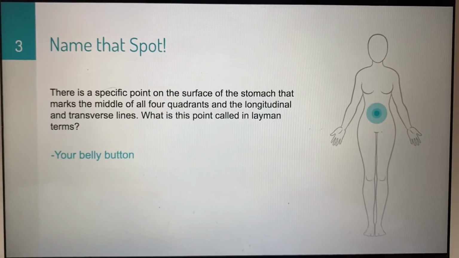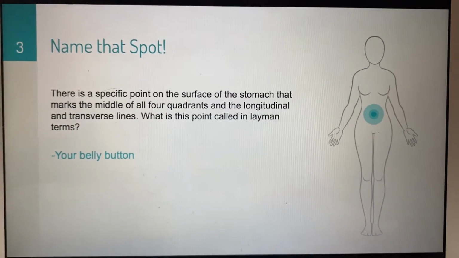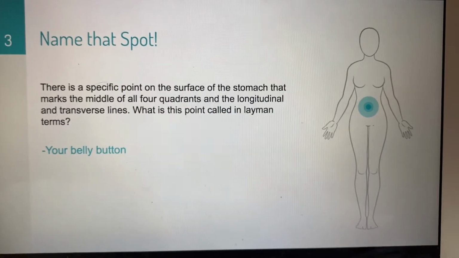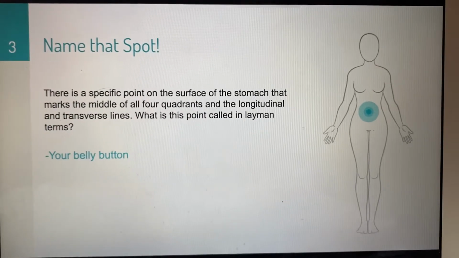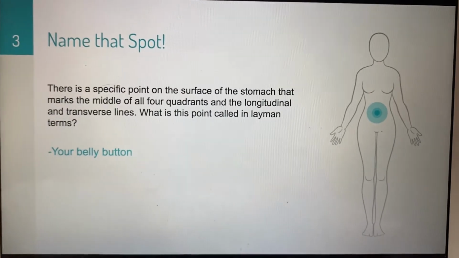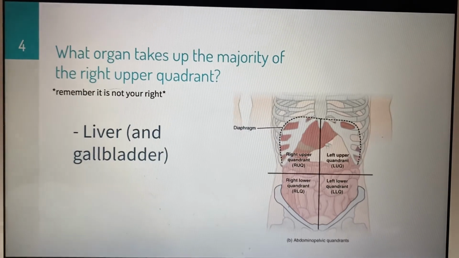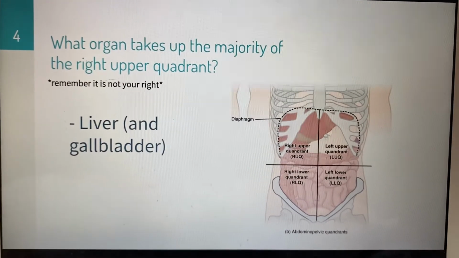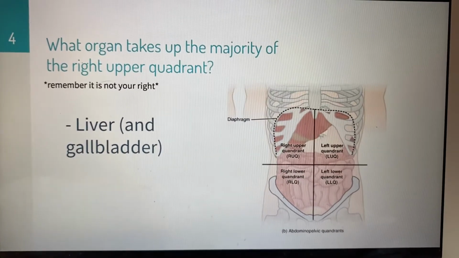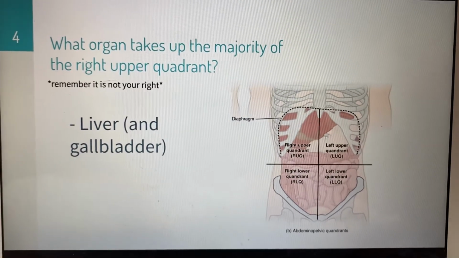So next we have, name that spot. In the middle of your abdominal region, between all four quadrants, there's a landmark, and that would be your belly button. So next, what organ takes up the majority of the right upper quadrant? This would be your liver and your gallbladder, and it's important to remember that your right is not the right that you're referring to. It's the right of your patient, so it's going to be opposite for you.